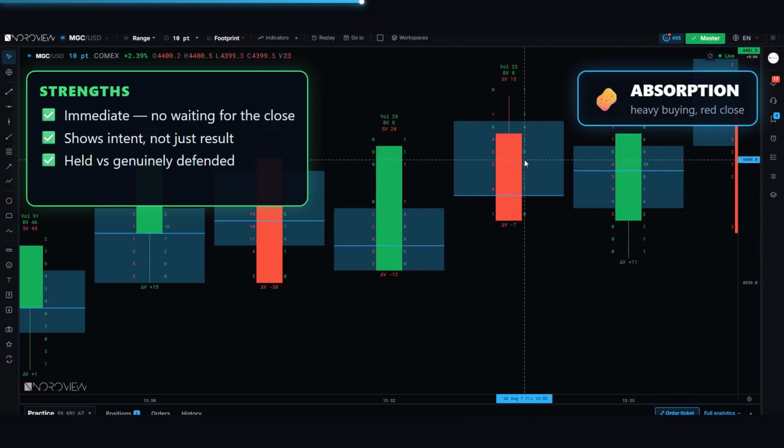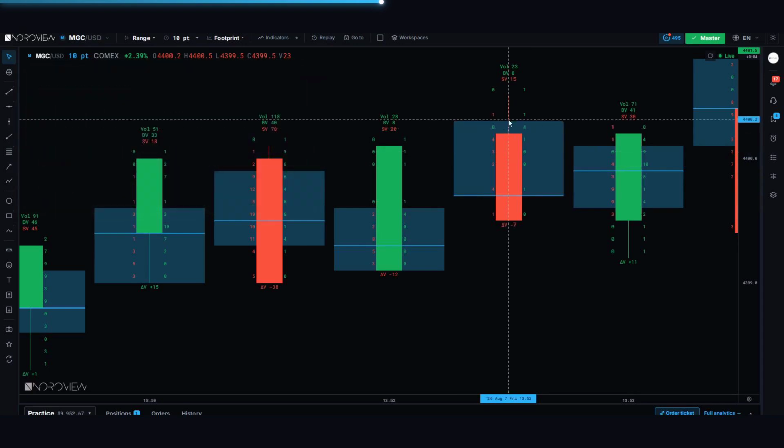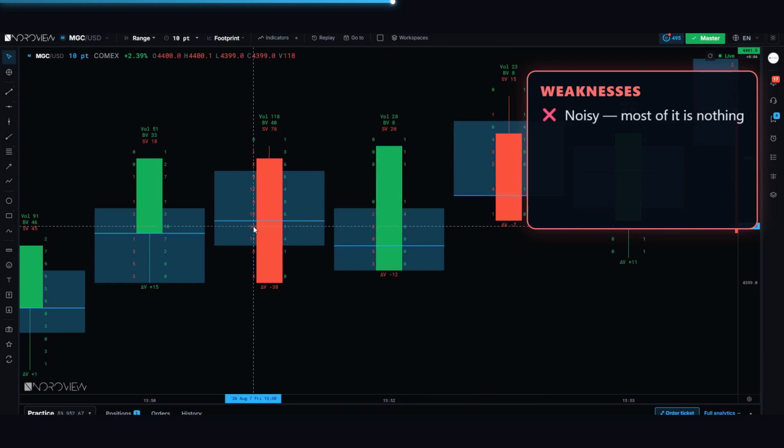Take a candle where the buy column is heavy, real aggressive buying, and yet the bar closes red. Buyers pushed, and somebody bigger sat there and quietly took every single one of those buys. That is absorption, and you can see it while the candle is still forming. Price action would show you a red candle and absolutely nothing else. But now the weaknesses, and I am not going to soften them. Order flow is noisy. There is a lot of information here, and most of it is nothing.